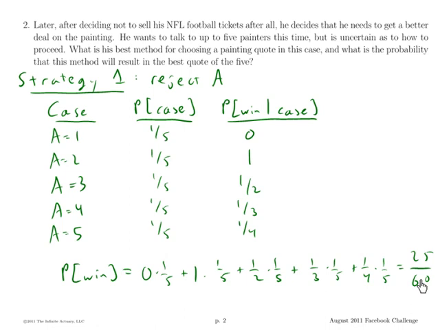So that's one strategy. It has a decent chance of success. 25 out of 60 is a little bit better than 40%. Question is, can we do better?